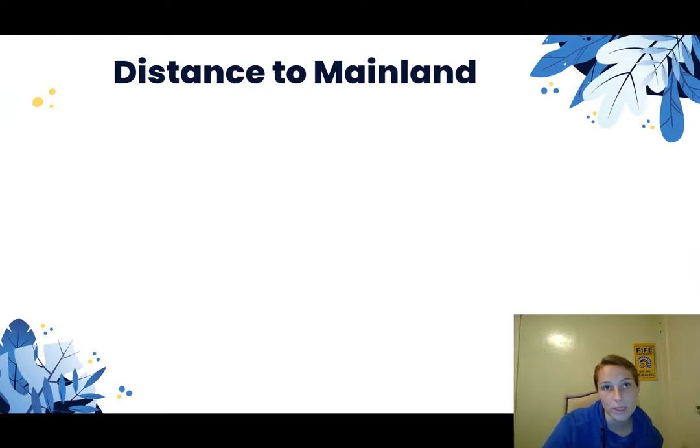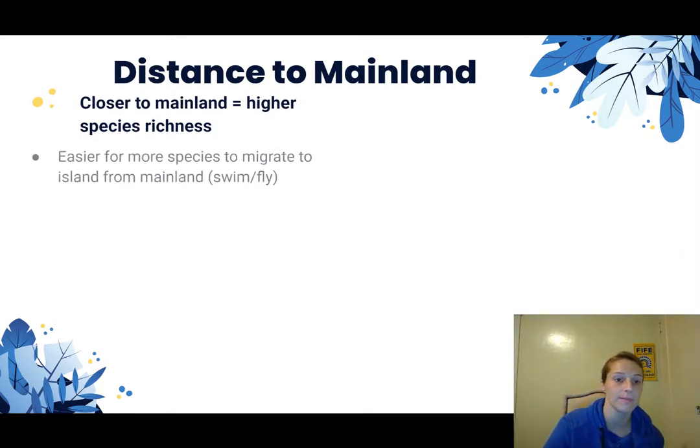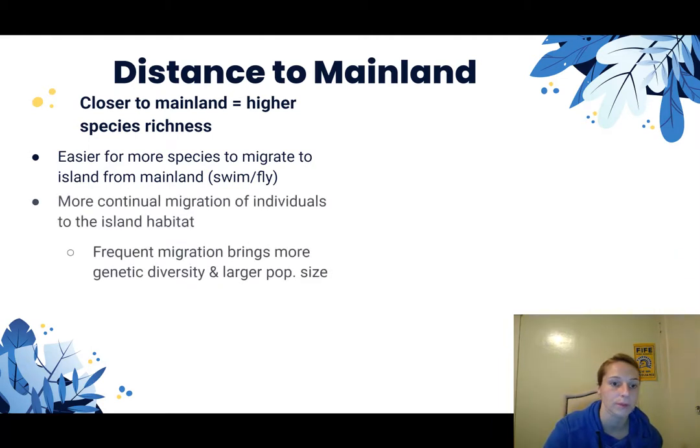Now, the second rule is going to be the distance to the mainland. Remember that the closer you are to the mainland, the higher species richness you have. This is because it's going to be easier for species to migrate from the mainland to the island. They're going to be able to swim, or they're going to be able to fly. If it's closer, it's easier for them to go back and forth.